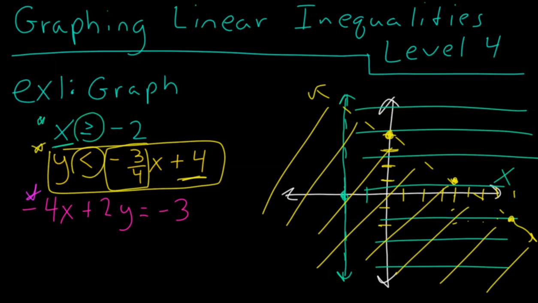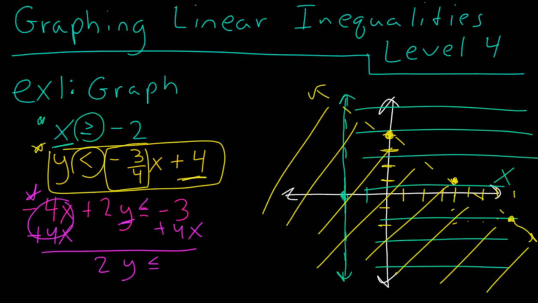Now for our final line, it's in standard form. And let me change it just a little bit. Let's make that a less than or equal to. And what we have to do, let's see, if I do a less than or equal to, yeah, that'll work. What we have to do is we have to get the letter y by itself. So of course we know we're going to get rid of the 4x first by adding 4x to both sides. Now we have 2y is less than or equal to negative 3 plus 4x.